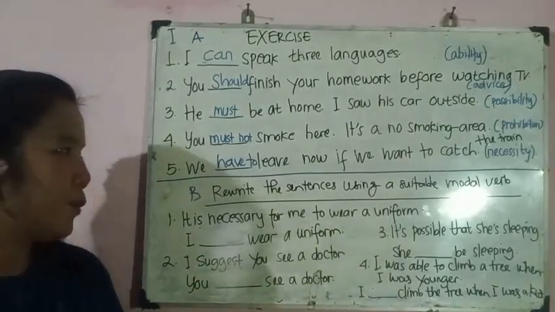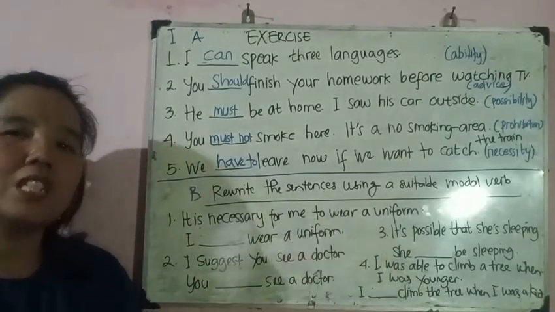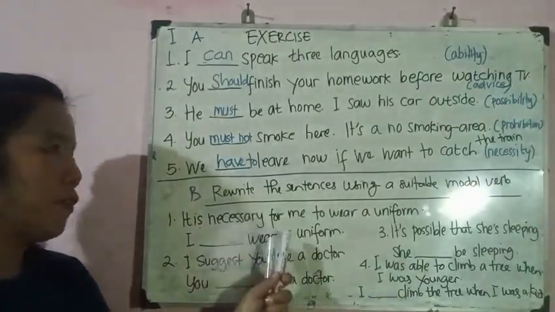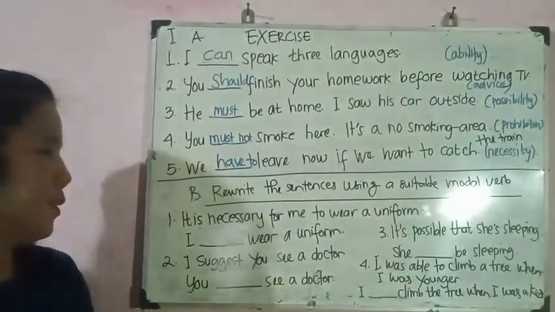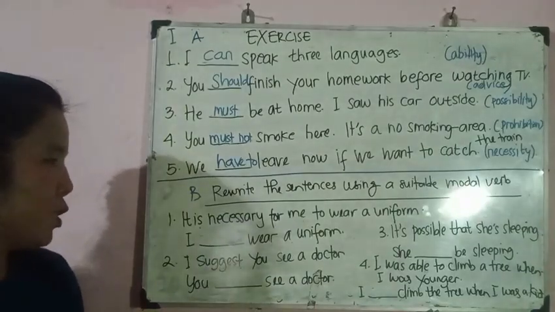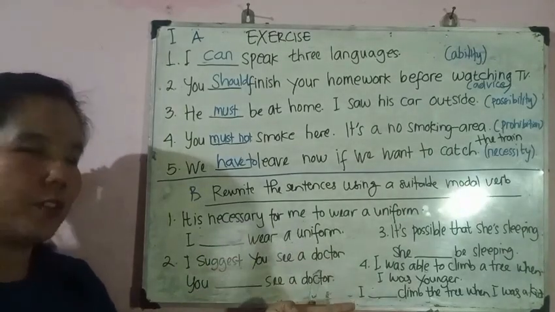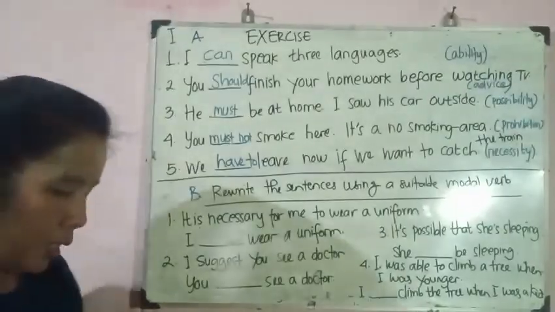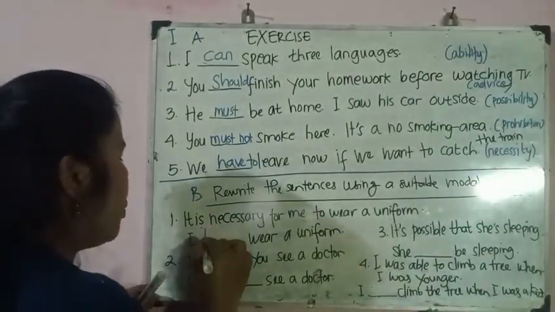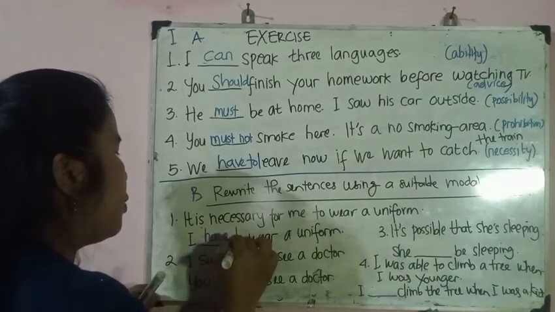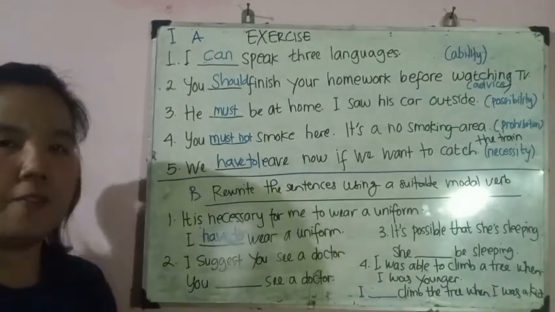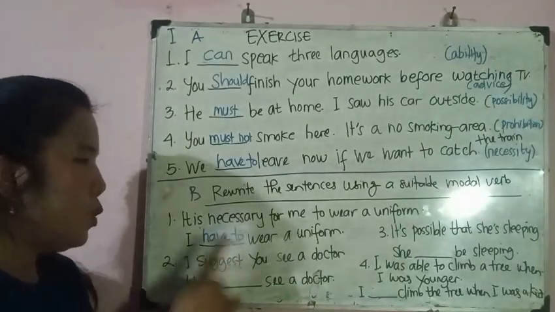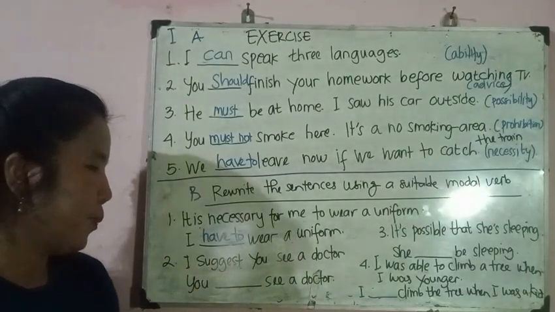Next part, rewrite the sentences using a suitable modal verb. Number 1, it is necessary for me to wear a uniform. What do we put here to say I wear a uniform? Okay, this is necessity expression. Okay, we can use have to. I have to wear a uniform.